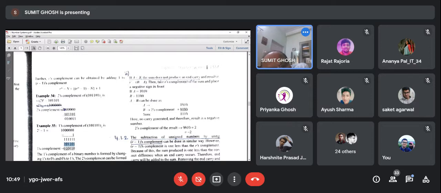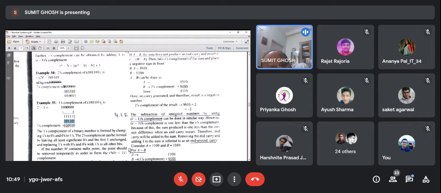So you do bit by bit subtraction. From 1, you subtract 1, you get 0. 0 you subtract from 1, you get 1. 1 you subtract from 1, you get 0. 1 you subtract from 1, you again get 0. 0 you subtract from 1 is 1, and 1 minus 1 is 0. So this is the 1's complement. Clear?